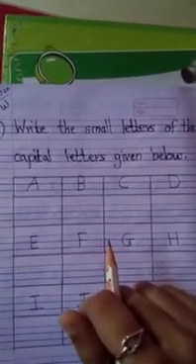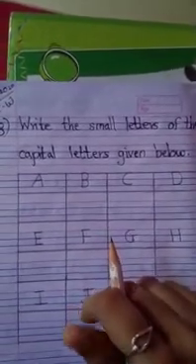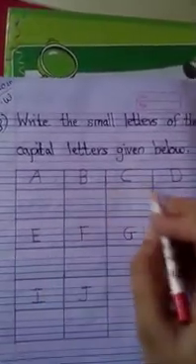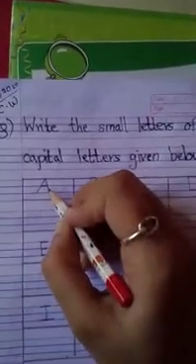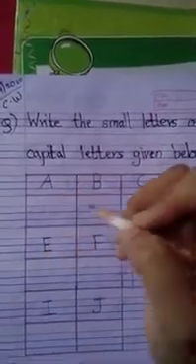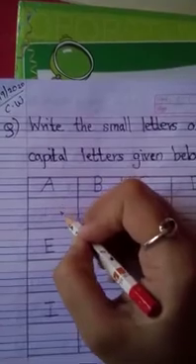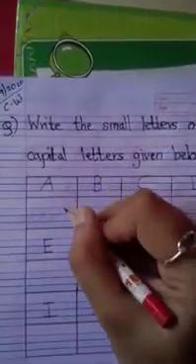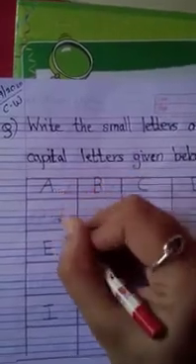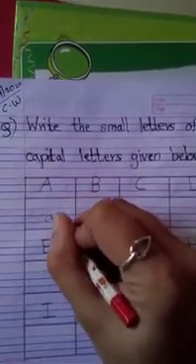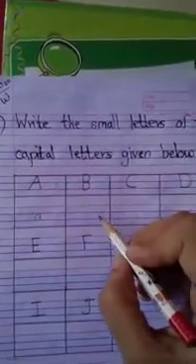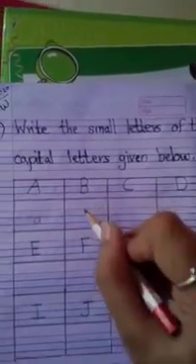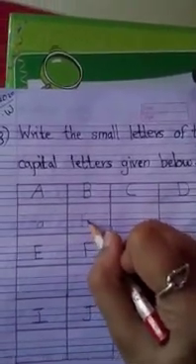Okay? So first we will see the capital letters in this line. This is capital A. तो हमें क्या लिखना है? हमें small a. We have to write the small a. Okay? This is capital A and small a here. Okay? This is capital B, small b.